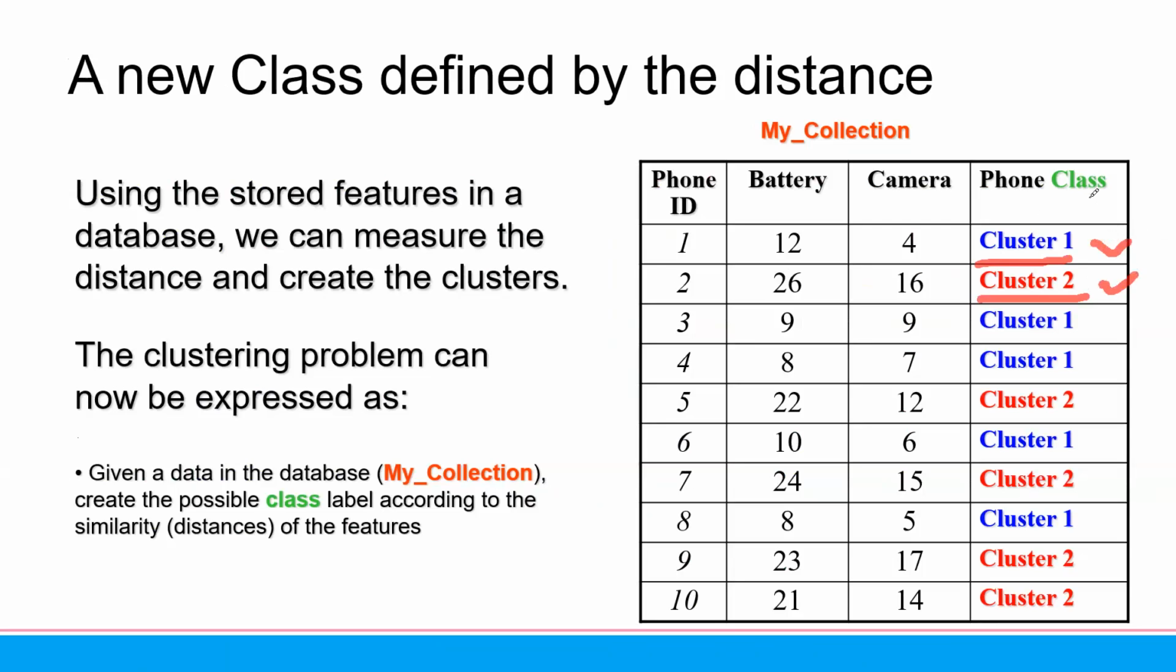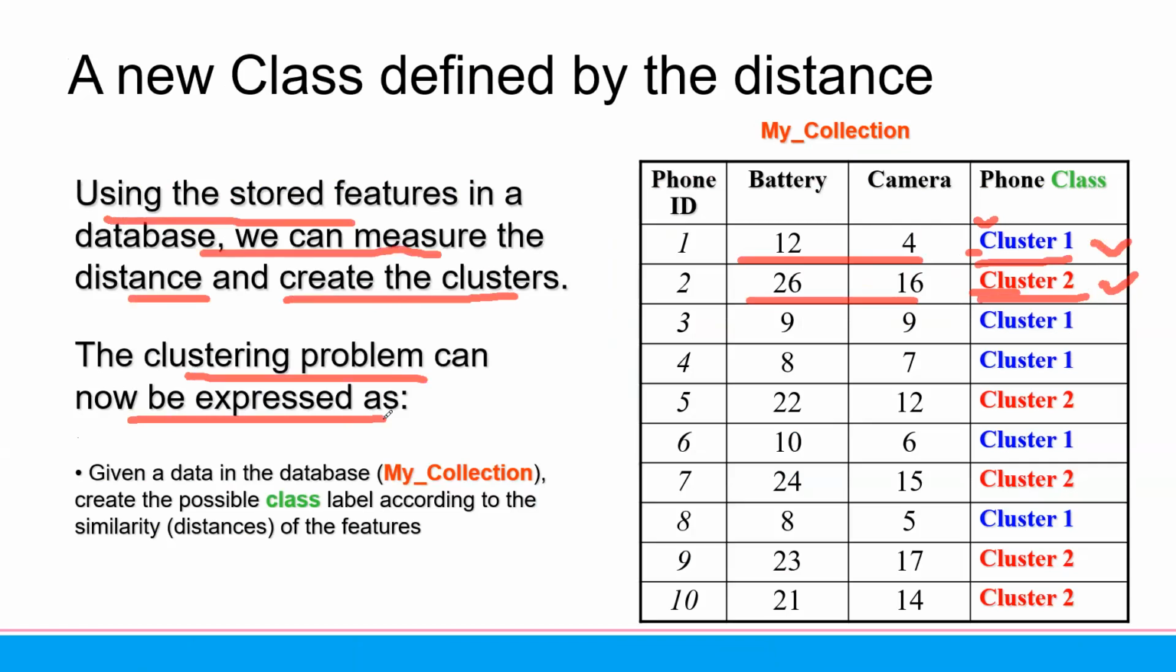But usually when we do clustering, we just make the word clusters. So this phone is in cluster 1, this phone is in cluster 2, and so on. So using the stored features in the database, we can measure the distance and create the clusters. So the clustering problem can now be expressed as: given data in the database, create the possible class labels according to the similarity or the distances of the features.